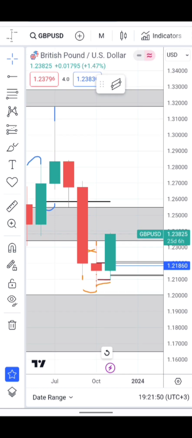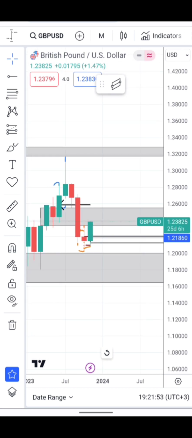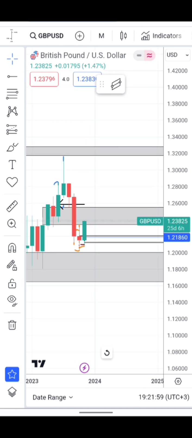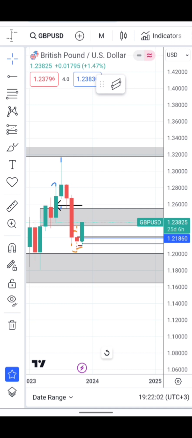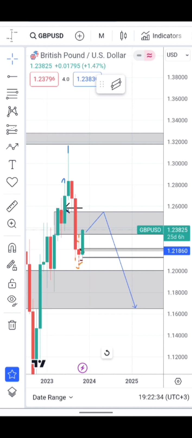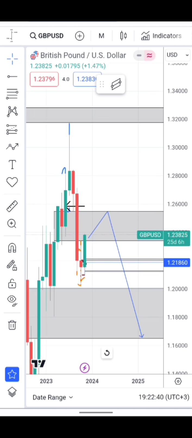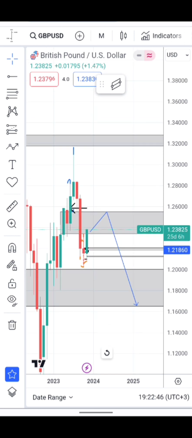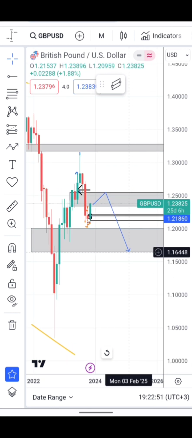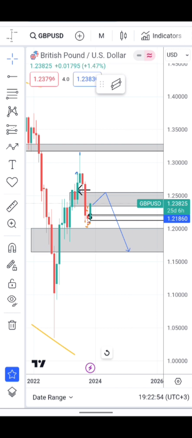So my likely price action on monthly time frame, considering GBPUSD is bearish structurally, I'll anticipate something like this. One of the possible scenarios is GBPUSD will buy on monthly time frame, go ahead and fill this fair value gap and continue lower to this 1.16448 level.